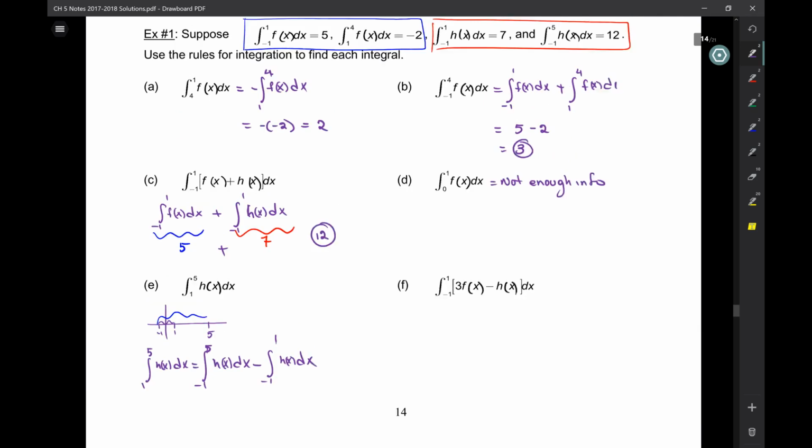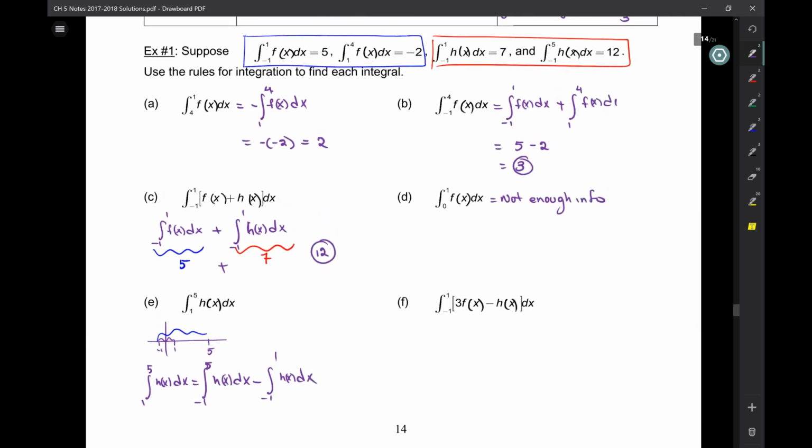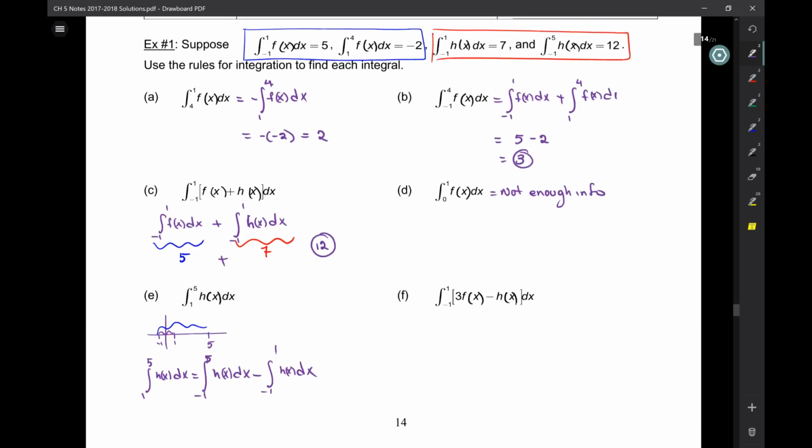So look, the first one tells you the area from negative 1 to 1, this much. The second one tells you the area from negative 1 to 5. What I want is this balance here. So you have to subtract the blue minus the purple: negative 1 to 5 minus negative 1 to 1. And negative 1 to 5 is 12 minus 7. That's just 5.